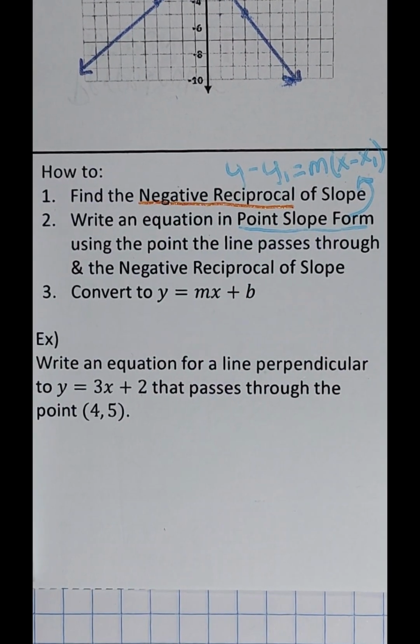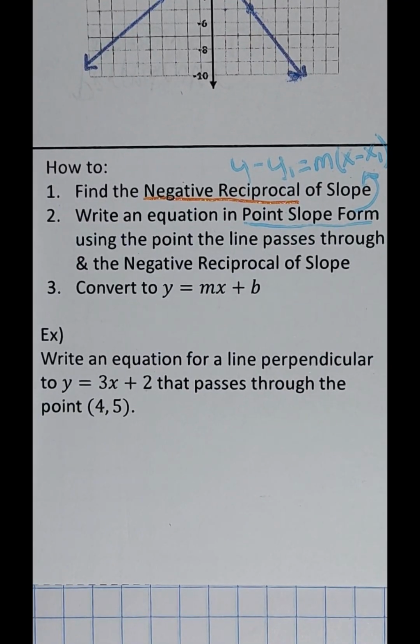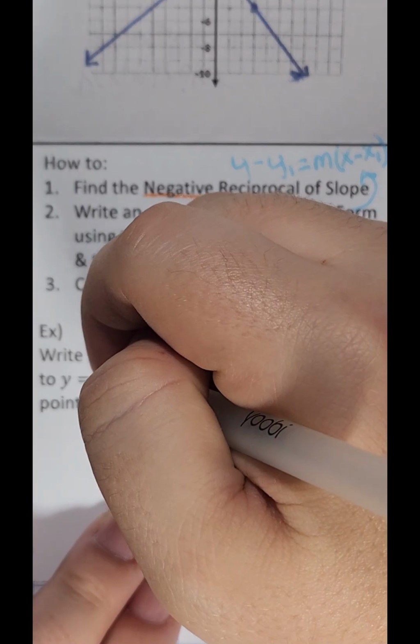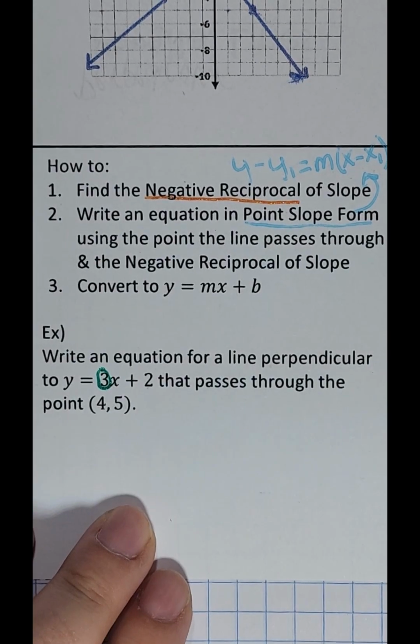So in our example, we have write an equation for a line perpendicular to y equals 3x plus 2 that passes through the point 4, 5. So first thing that we're going to notice here is we have a slope right here of 3.